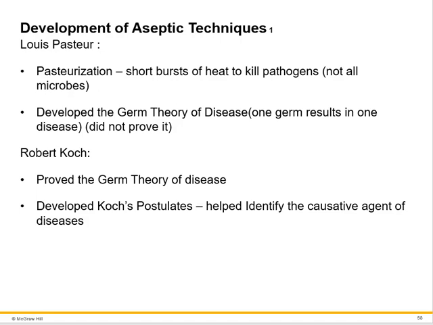And then he also developed the germ theory of disease, which said that one germ results in one disease, although he did not prove it. And then Robert Koch came along and proved his germ theory of disease by developing these postulates. He was able to identify the causative agent of the diseases. And this kind of opened up a whole new golden age of microbiology, because everybody was in a race to see who could develop and find the next disease causing microorganism.